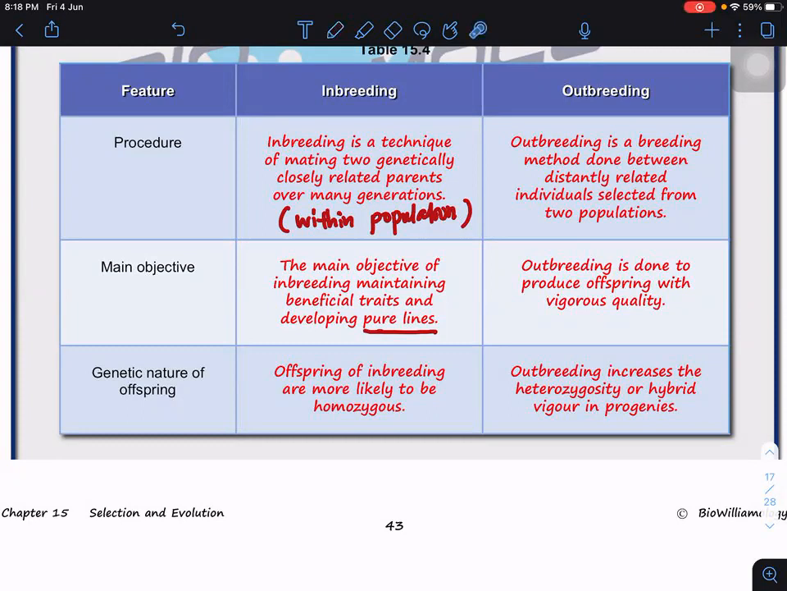Okay, how about outbreeding? With outbreeding, we want to produce what we call the hybrid vigor, with vigorous quality. It means we want them to have higher quality and produce higher quantity and quality for us. So what's the genetic nature of the offspring? Inbreeding tends to be homozygous because of pure breeding. Highlight: it promotes homozygosity, but outbreeding will promote heterozygosity. I will show you later in terms of genetics how we get homozygous and how we get heterozygous.